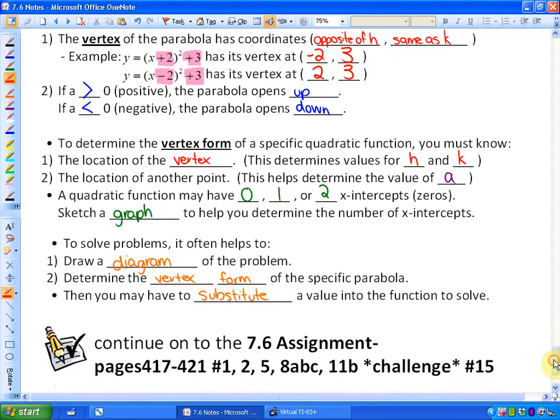And finally, to solve problems, it often helps to do the following. First of all, draw a diagram of the problem. And second of all, determine the vertex form of the specific parabola. Then you may have to substitute, just like we did with the soccer ball problem, a value into the function to solve some sort of question.